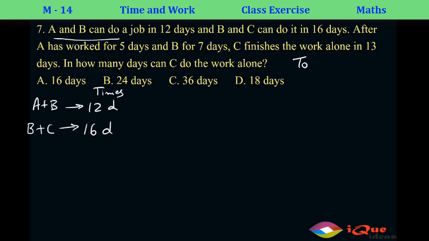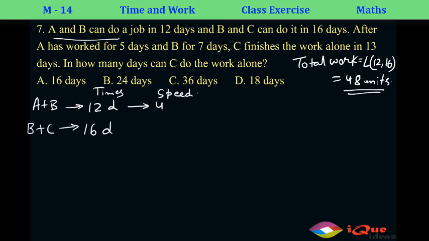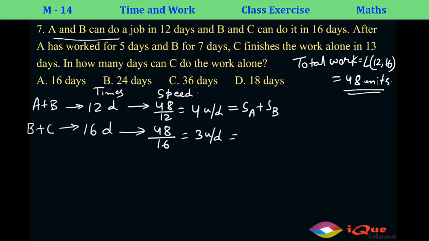So we'll take the total work as LCM of 12 and 16, and that is equal to 48 units. Alright. That means the combined speed of A and B together will be 48 divided by 12, which is 4 units per day. So 4 units per day is equal to speed of A plus speed of B. Similarly, combined speed of B and C will be 48 by 16, that is 3 units per day, which is equal to speed of B plus speed of C.